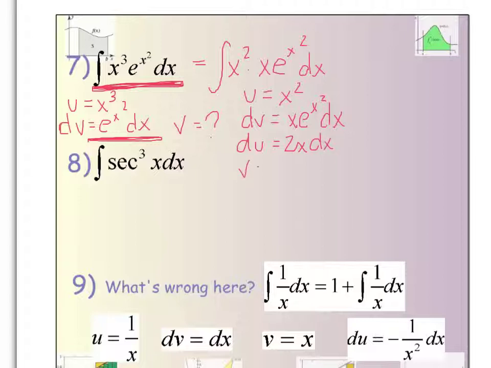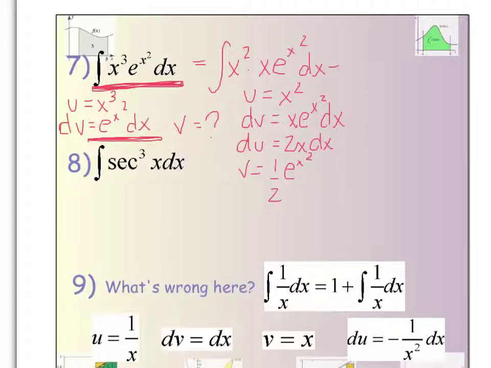and v is going to be equal to, well, you may have to take this off on the side and say, well, what is my integral of x e to the x squared? Well, you could kind of play around with this and go, well, I know if I differentiate e to the x squared, I'm going to get e to the x squared times 2x. So the x is there. I need to just put a 1/2 in there.